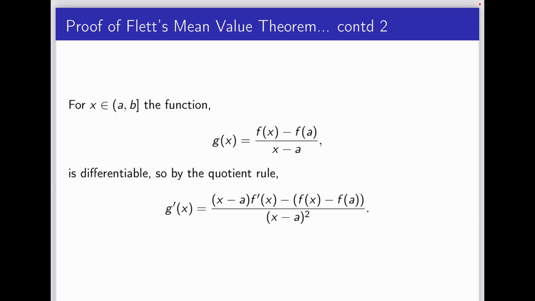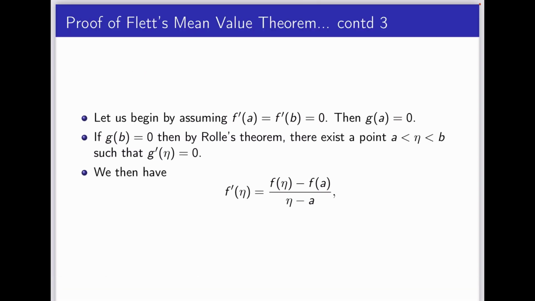For x belonging to the half-open interval [a, b), the function g(x) is equal to (f(x) minus f(a)) divided by (x minus a). It can be differentiated simply by using the quotient rule, which gives us g prime x is equal to ((x minus a) f prime x minus (f(x) minus f(a))) whole divided by (x minus a) whole square. So this is a result that we will need to remember.